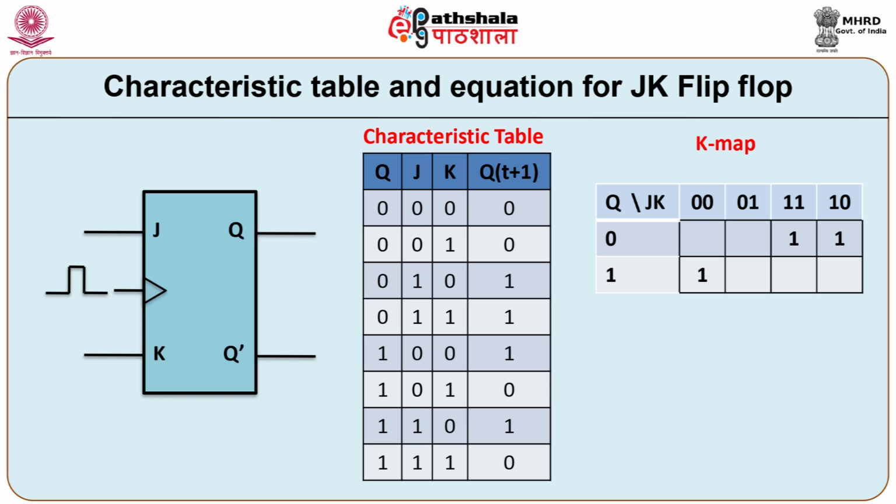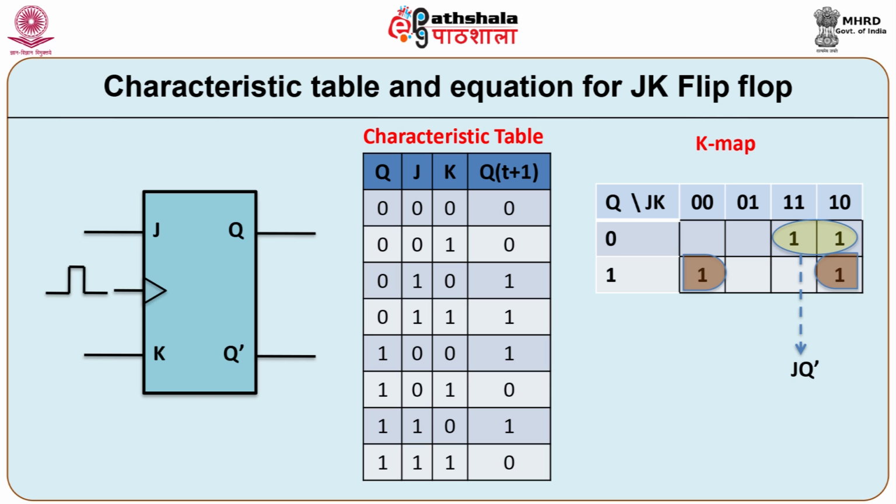When Q is equal to 1 and JK is equal to 00, the next state Q(t+1) equal to 1 is mapped. The next state 1 is also mapped when Q is equal to 1 and JK is equal to 10. Let us form the groups. It is possible to have a pair for the next state as shown here.